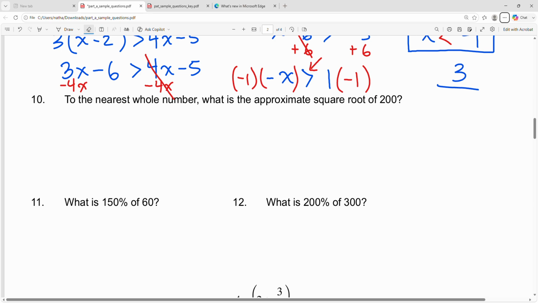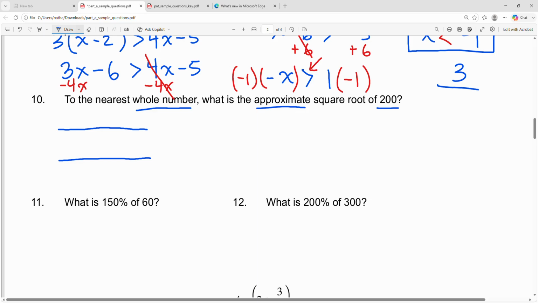Okay, here we go. Question number 10. To the nearest whole number, what is the approximate square root of 200? Remember when we were approximating square roots, it helps to think of two different number lines. We can line these up.